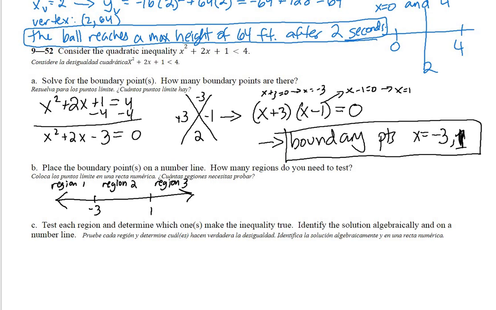I claim you can get away with testing just 1. If the answer is in region 2, then it won't be in regions 1 or 3. If the answer is in regions 1 or 3, then it won't be in 2. The 2 options for answers are negative 3 and 1.